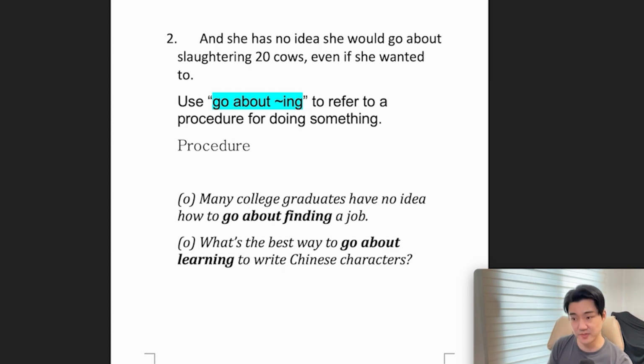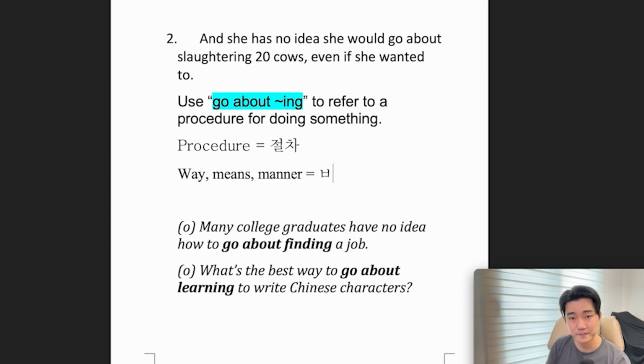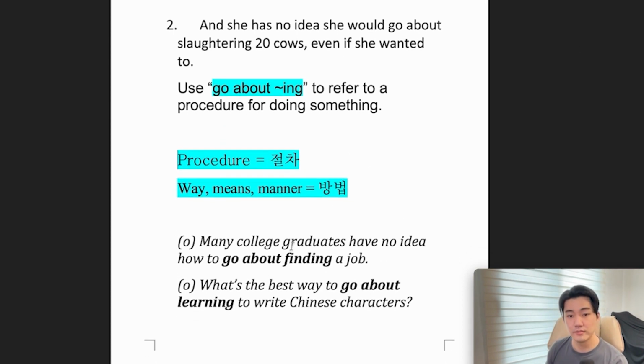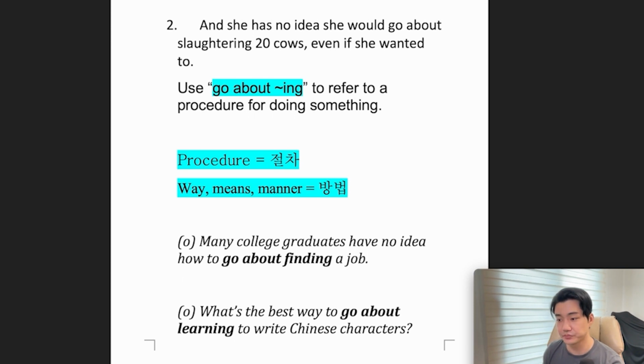Now, it doesn't mean 수술. It does mean 수술, but in this case it doesn't. 절차. But we're also talking about the way, the means, the manner of doing something. And basically that's like the 방법. Okay, these are the few words that you should concentrate on. So, many college graduates have no idea about finding a new job. So, basically what we're saying here is 많은 대학 졸업생들이 어떻게 일자리를 구해야 할지 모른다. Alright? They don't know how to find a job, basically.